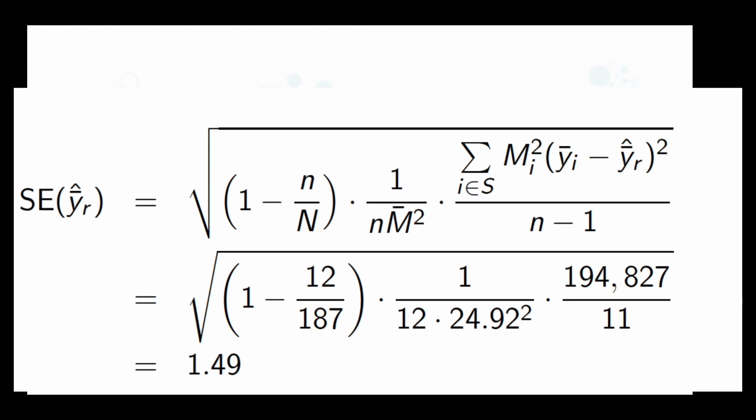So what does that really mean? Well, you can think of it as the typical wobble in our estimate. If we were to do this whole sampling experiment over and over again, our sample mean would typically be about 1.49 points away from the true citywide average. It's our measure of precision.